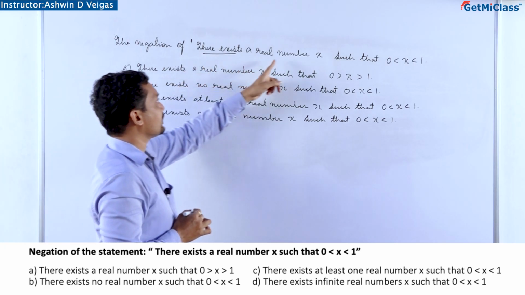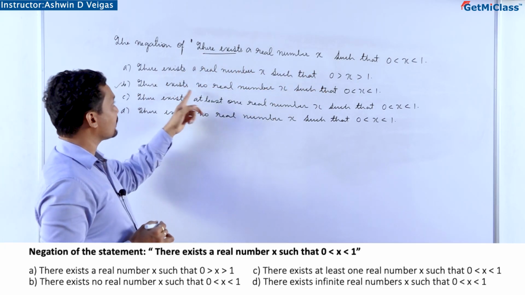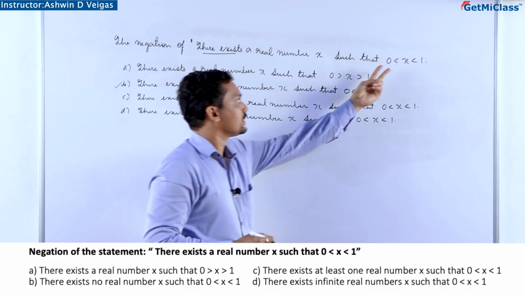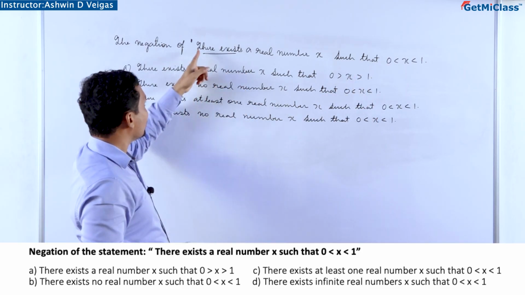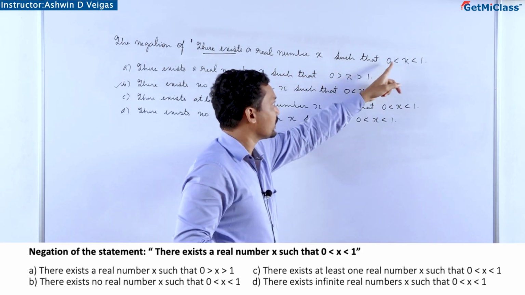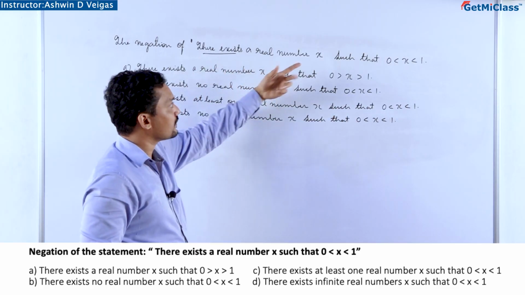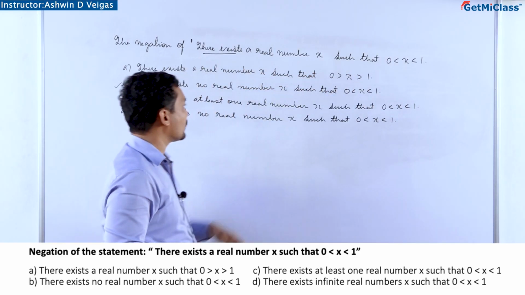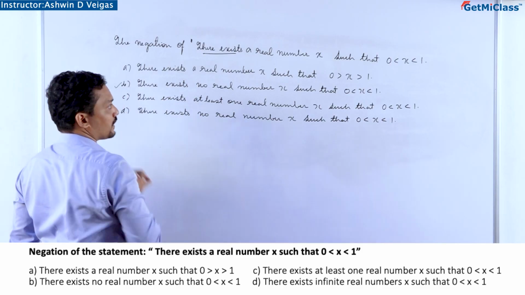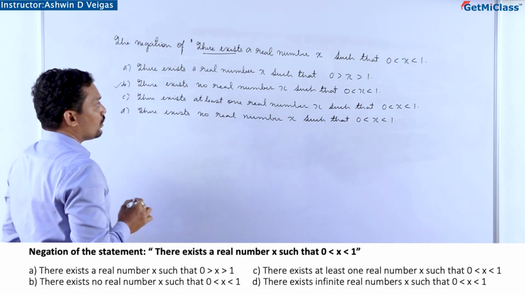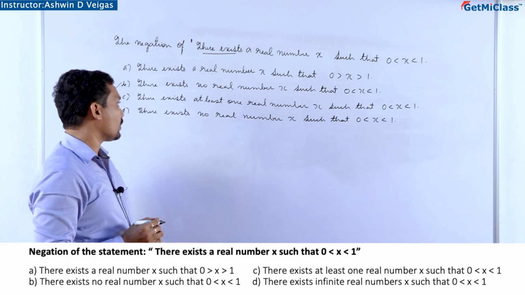So, there exists a real number, there exists no real number satisfying this condition. So, now there exists a real number from 0 to 1, there does not exist a real number between 0 to 1. So, therefore, immediately option B is the answer. Now, there can be a confusion with other options.